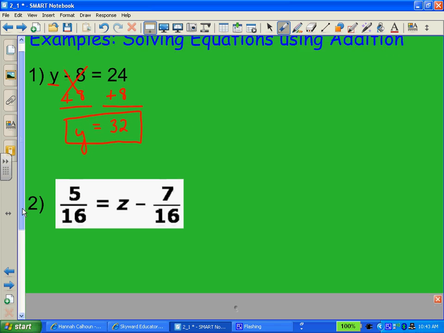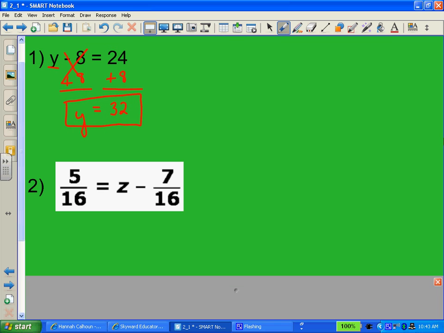Let's look at a little bit more difficult one now with fractions. Again, the first thing we do is find our variable. Here's our variable z. And we ask, what's happening to the variable? Well, it's being subtracted by 7/16. What's the opposite of subtraction? Addition. So I'm going to add 7/16. And again, whatever I do to one side, I have to do to the other side.